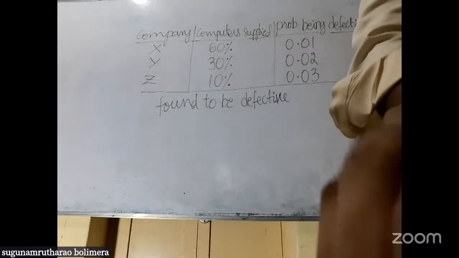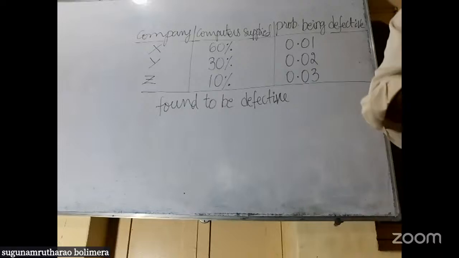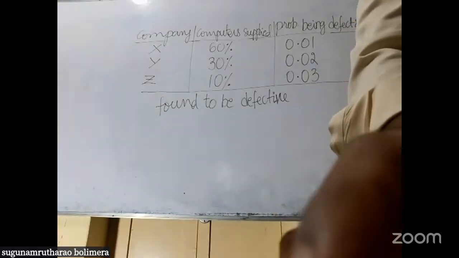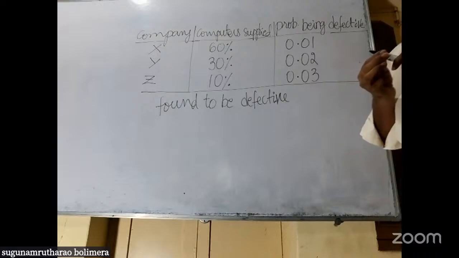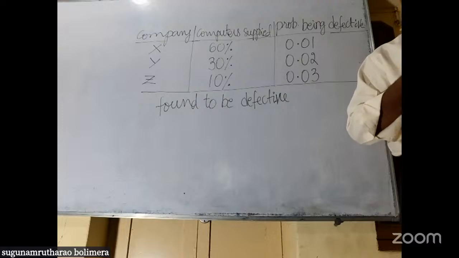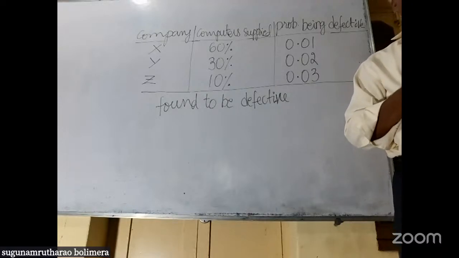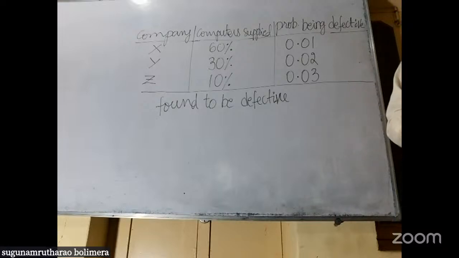So at least note down the options also. Option A, 0.1. Option B, 0.2. Option C, 0.3. Option D, 0.4. Everyone has taken this? Right.